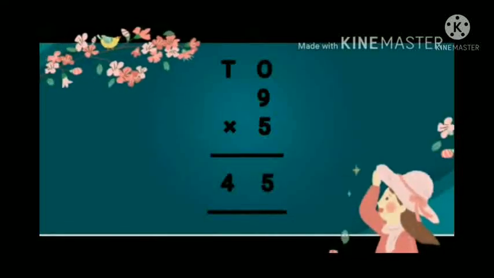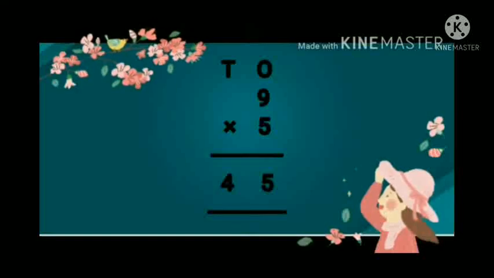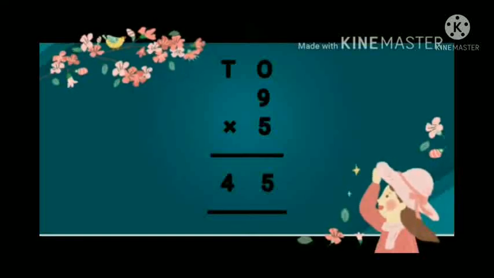9 into 5. 9 is the multiplicand, 5 is the multiplier. We have to find their product. We will speak the table of 5 up to 9. You have to start the table from 5 and speak up to 9, right students? So speak the table of 5. 5 ones are 5, 5 twos are 10, 5 threes are 15, 5 fours are 20, 5 fives are 25, 5 sixes are 30, 5 sevens are 35, 5 eights are 40, 5 nines are 45. So we got the product 45.